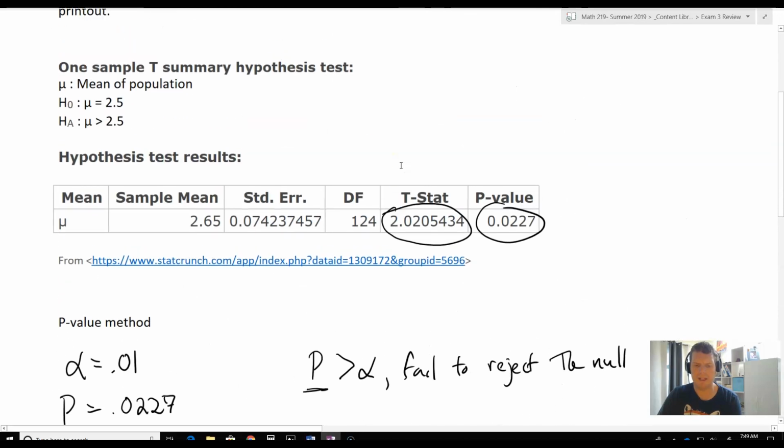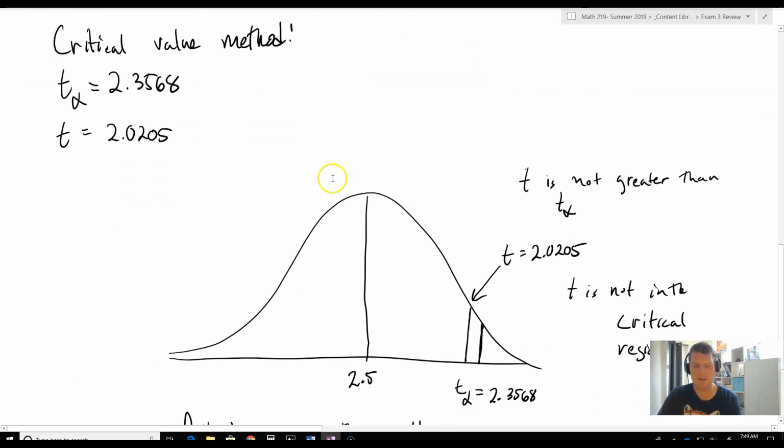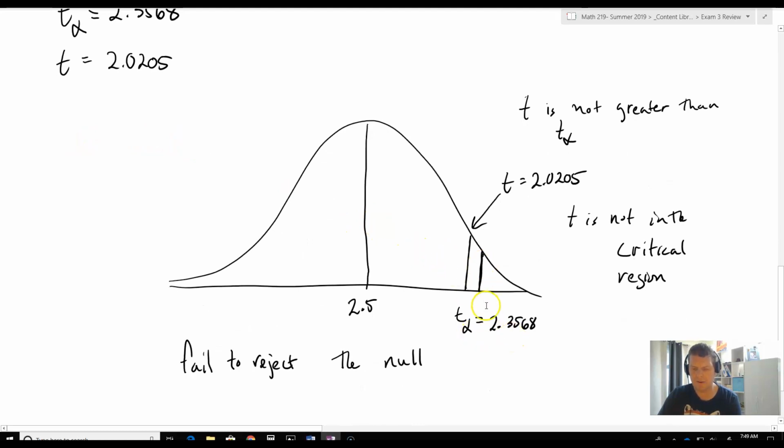So what did we do? In the p-value method, we compared p to alpha. And since p was greater than alpha, we failed to reject the null. In the critical value method, we had our critical value t alpha of 2.3568, and our test statistic 2.0205. The t alpha was farther over on the distribution. It's the cutoff for our critical region, and we notice that t was actually less than 2.3568, and so it's not in the critical region, and that tells me I'm going to fail to reject the null. And there's our decision.